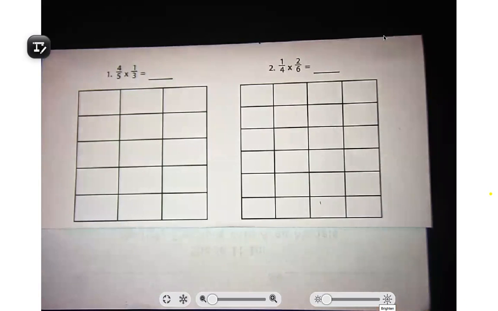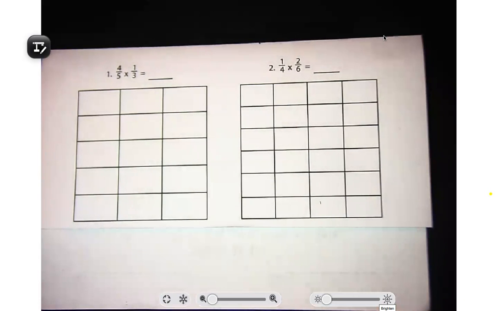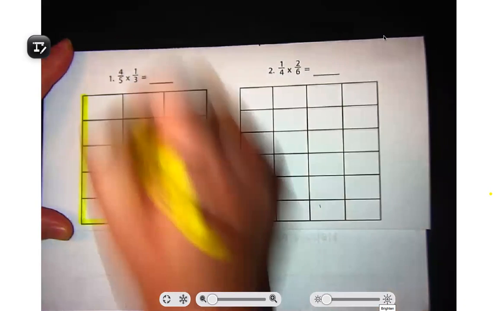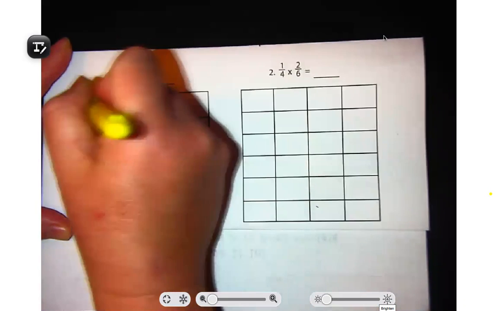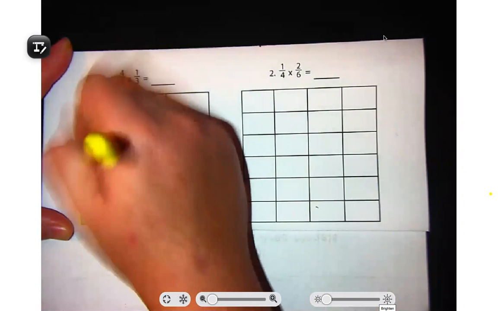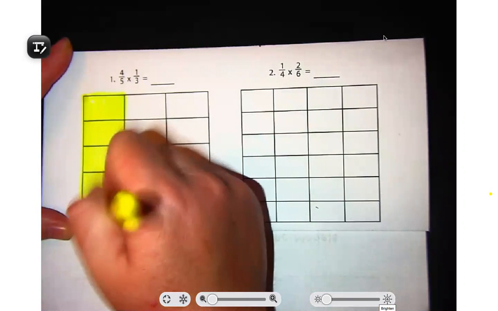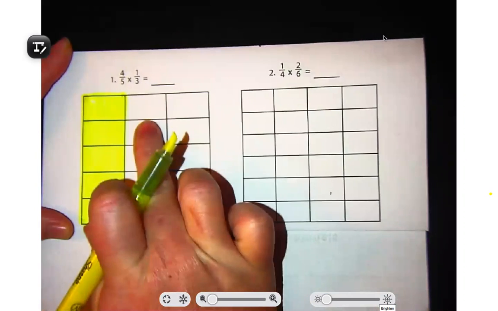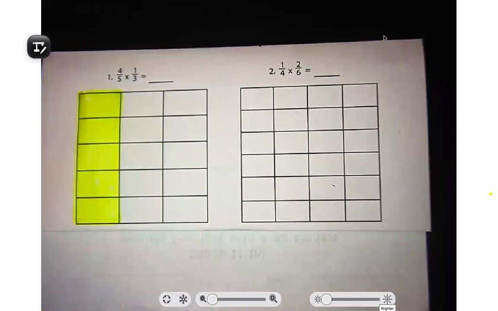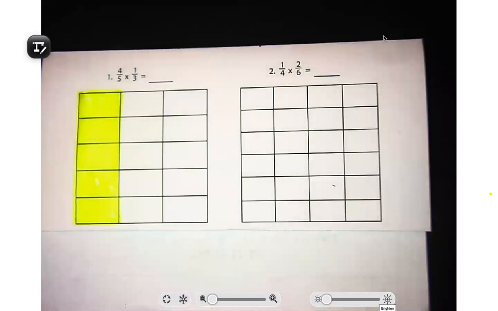So what I'm going to do is start with the 1/3. So I'm going to highlight 1 out of 3. So I'm going to highlight 1/3 of this whole shape. Okay. Now, does everybody see how I'm highlighting 1/3? Because this would be a third, this would be 2/3, this would be 3/3, or the whole thing.